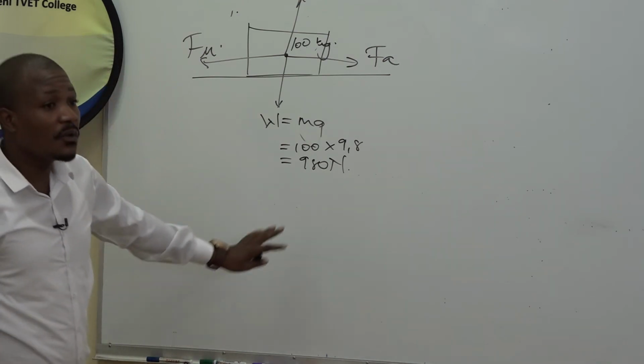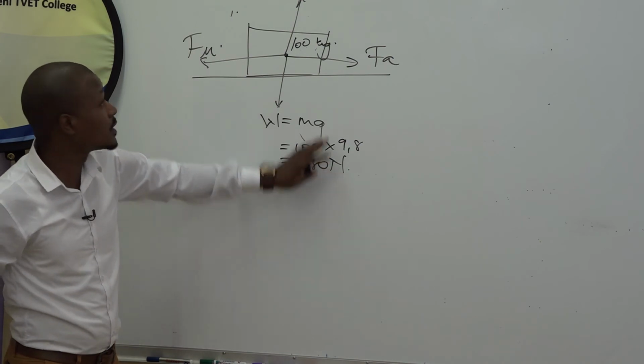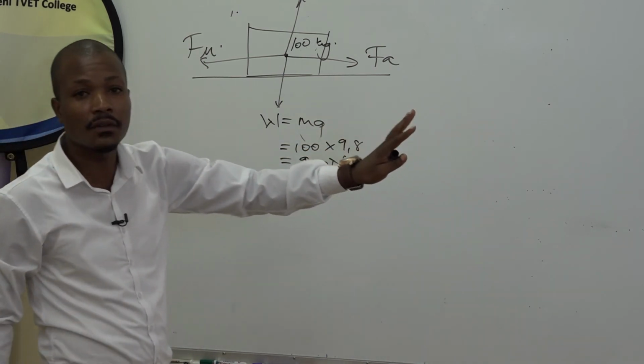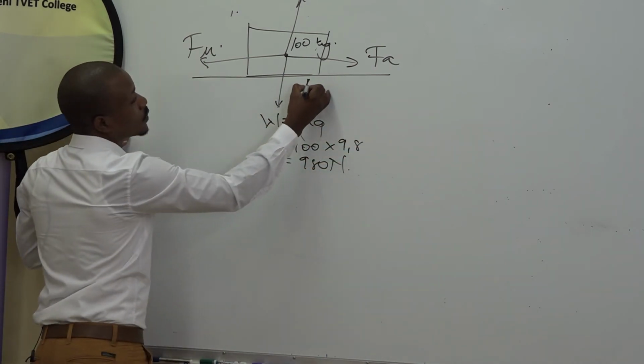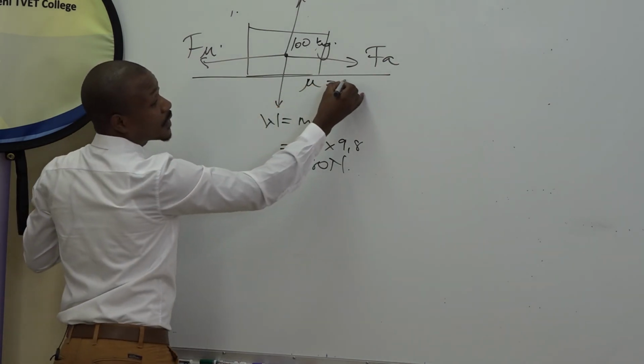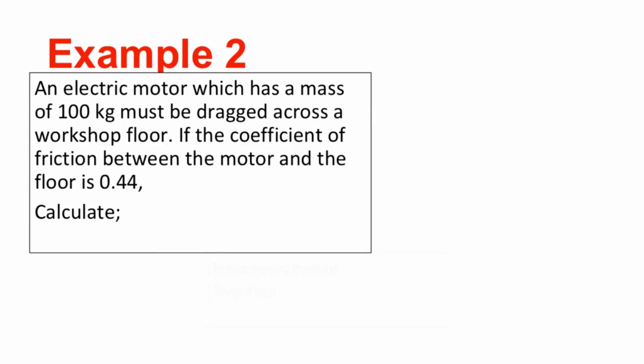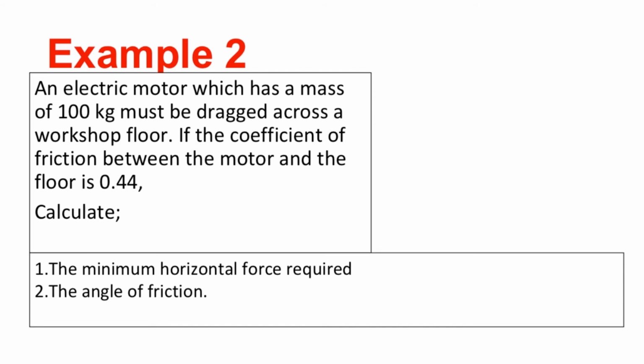So when you found your weight, this weight is equal to what? The normal reaction. What is it that we are given? Do we have the frictional force? No, we don't have the frictional force. But in this case, we are given mu, coefficient of friction. Coefficient of friction is 0.44. Let us go through the statement again. An electric motor which has a mass of 100 kg must be dragged across a workshop floor. If the coefficient of friction between the motor and the floor is 0.44, then we are required to calculate the minimum horizontal force which is required.